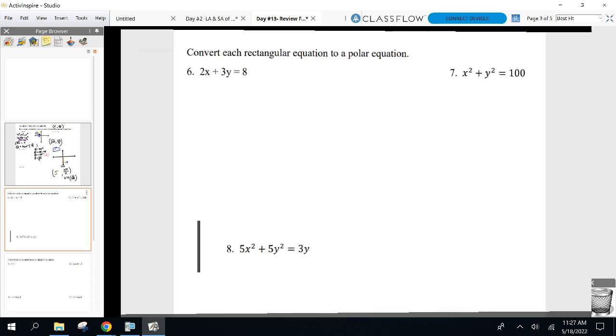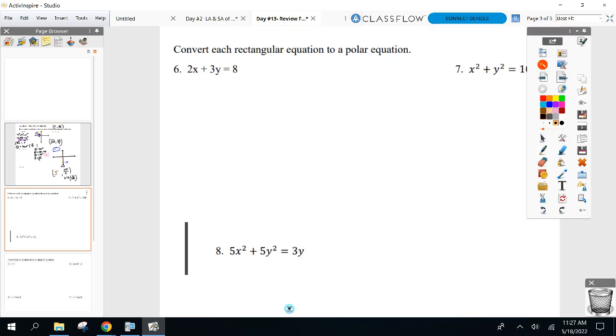All right, next set of things you're going to have to do. Convert a point to polar. Convert an equation to polar, which means at the end, R equals something without x's and y's. All right, ready? I'm going to do 6 and 8 with you.